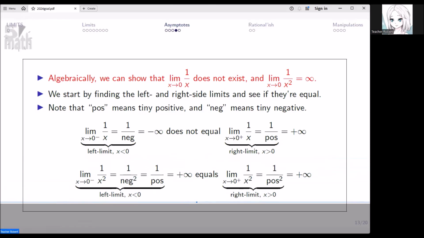Limit as x approaches 0 from the negative of 1 over x squared equals 1 over neg squared equals 1 over pos equals positive infinity, which equals limit as x approaches 0 from the positive of 1 over x squared equals 1 over pos squared equals positive infinity.